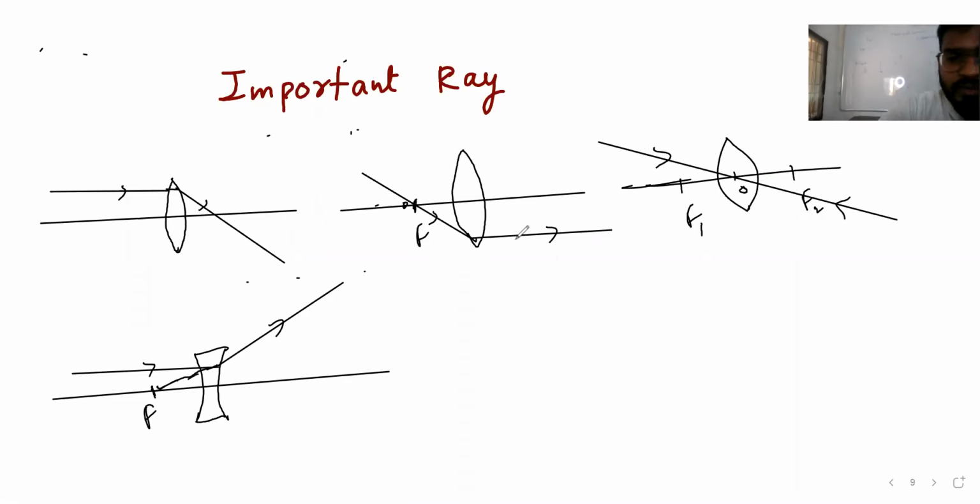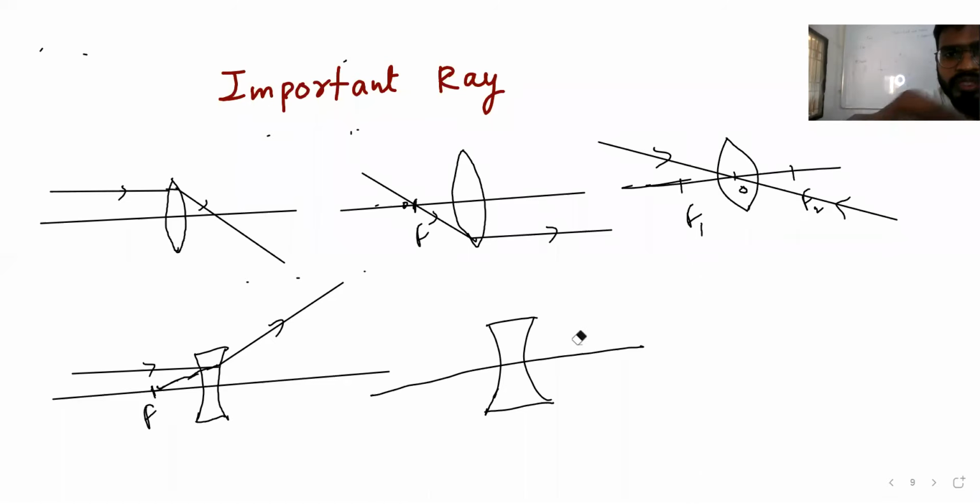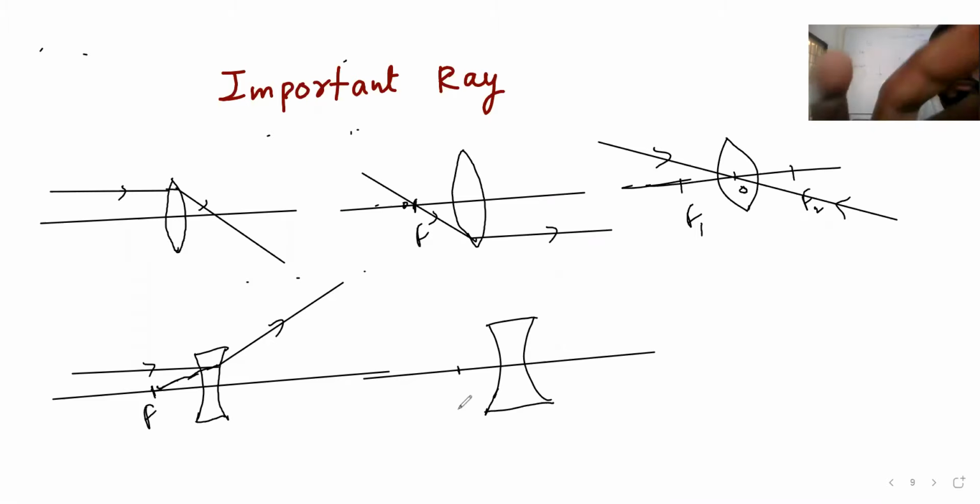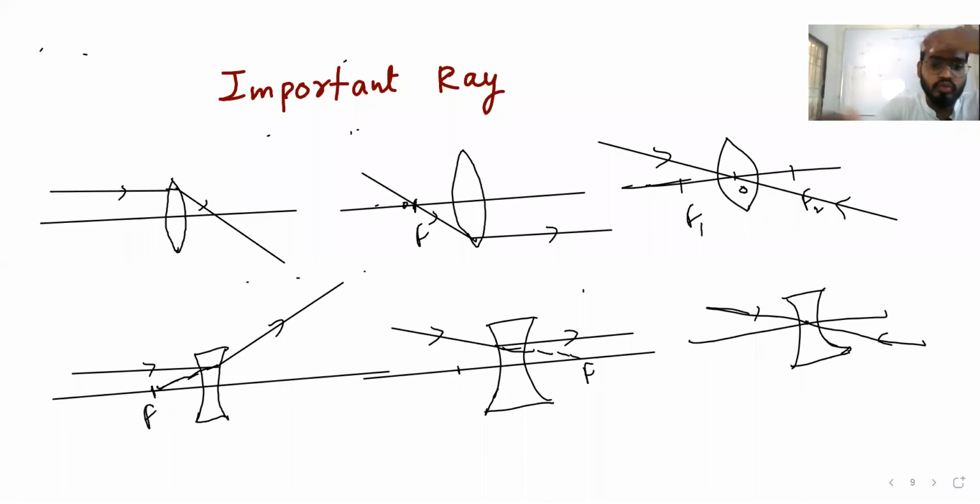So this happens, and then what? Same like this, if a ray of light passes through focus, then what will happen? We also know that it should be parallel to the principal axis. See, it's passing through focus, so it will be parallel to the principal axis. Center of curvature means it is going to be the same, right?